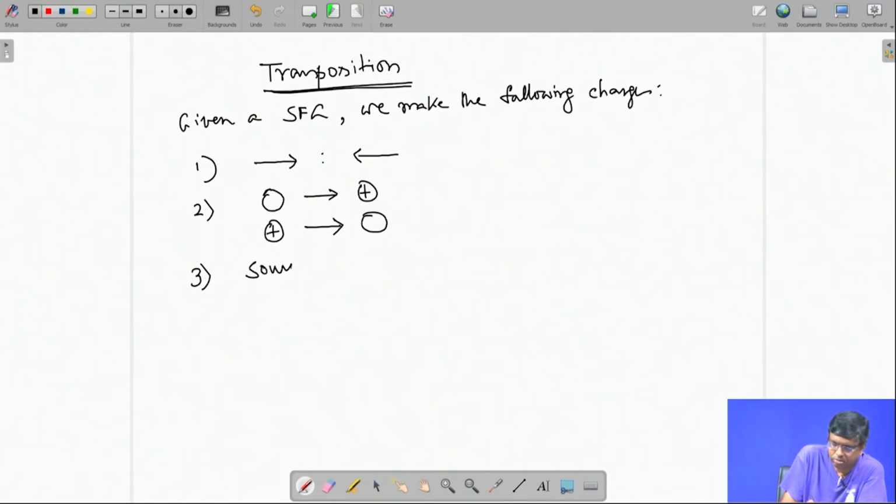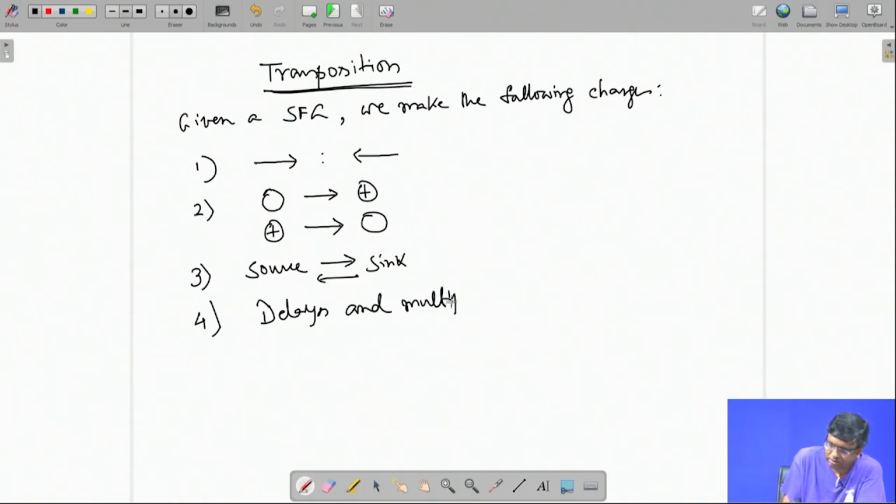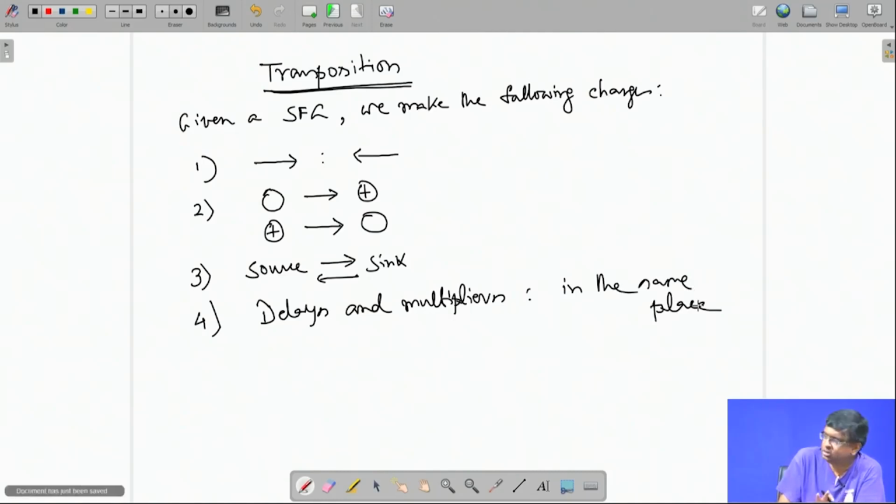Source and sink, interchange them. Okay, source and sink. And lastly, delays and multipliers stay in the same place, do not disturb. Okay. If we apply these techniques to an SFG, then you get a transposed form. Okay, then you get a transposed form of this SFG.